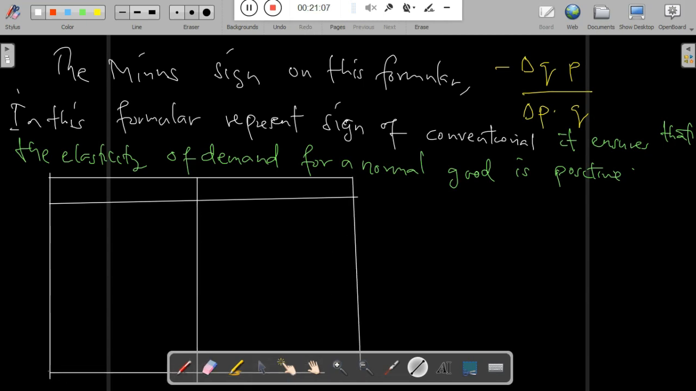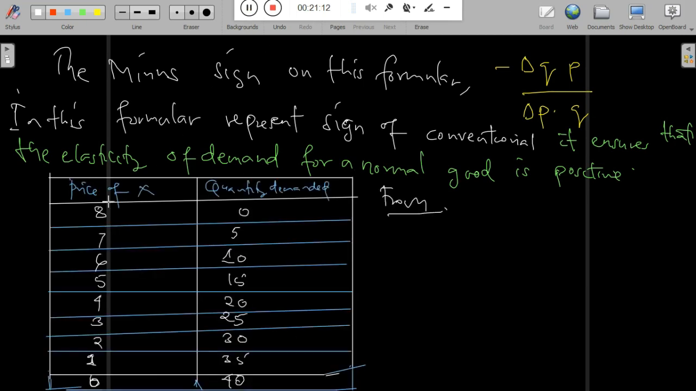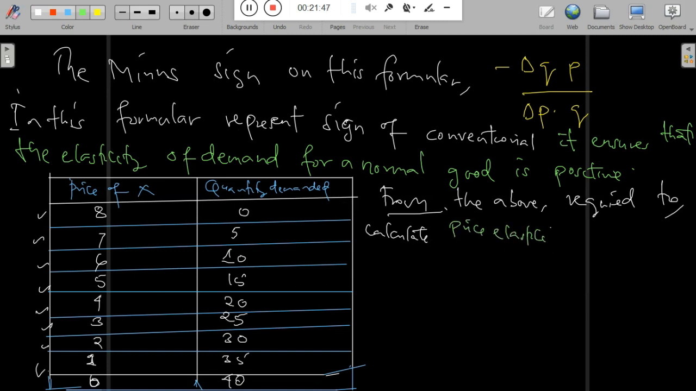Let me try to sketch it as fast as possible. We have the price of X on the left-hand side and the quantity demanded on the right. The price of X goes from 8 down to 0: 7, 6, 5, 4, 3, 2, 1, 0. And the quantity demanded is 0, 5, 10, 15, 20, up to 40.